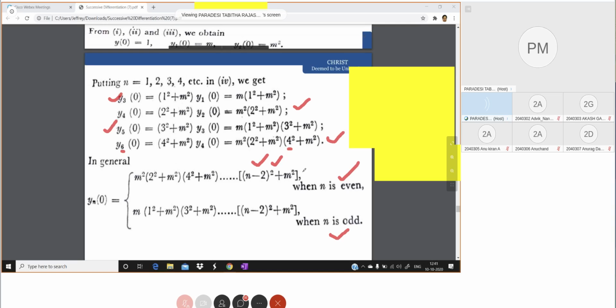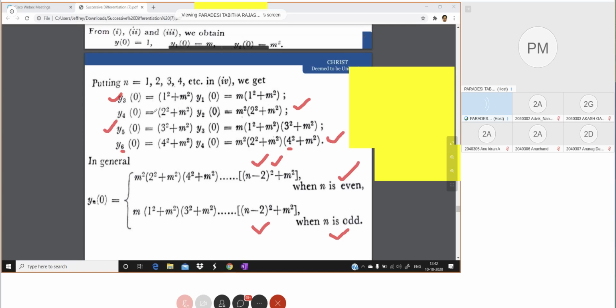So you're confirming, that would be the last term. Okay, start with odd terms. Odd is m into 1 square plus m square when it's a 3. M into 1 square plus m square into 3 square plus m square when it is 5. So for 5, it is 3 square. For n, it is n minus 2 whole square. This term is also right.